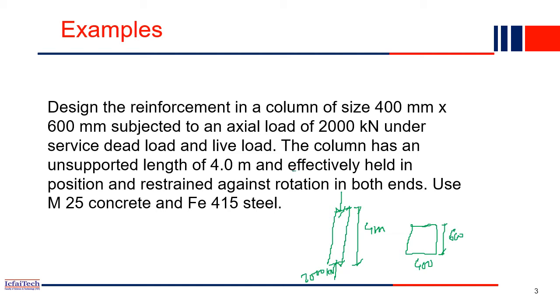And what is the support condition? The support is effectively held in position and restrained against rotation. Effectively held in position means there is no translation in any direction. Rotation also restrained means both the supports are actually fixed supports. So both the ends are fixed ends. We have to use M25 and Fe415 grade of steel to design the column. We have to find the reinforcement, the lateral reinforcement as well as the longitudinal reinforcement.